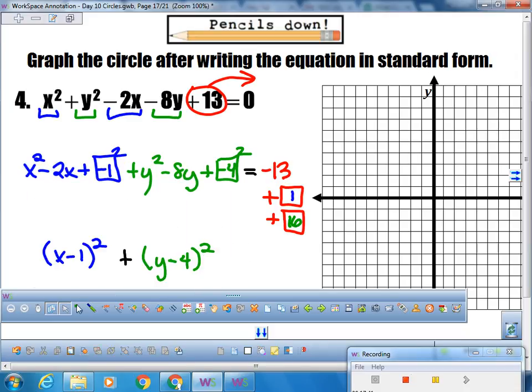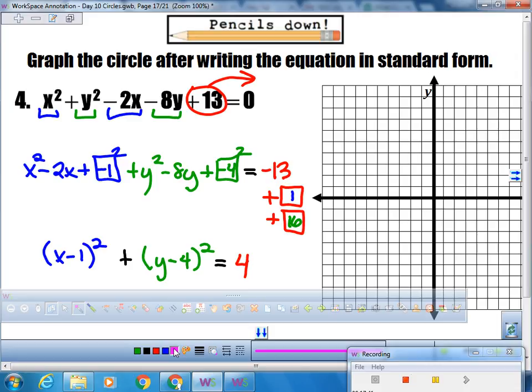Move this down, equals 4. Yeah, we're going to do another one. So I'm going to move over 1 and up 4, over 1, up 1, 2, 3, 4. And then my radius is not 4, but 2, because the square root of 4 is 2. So I go out in each direction 2. And I should have a circle.